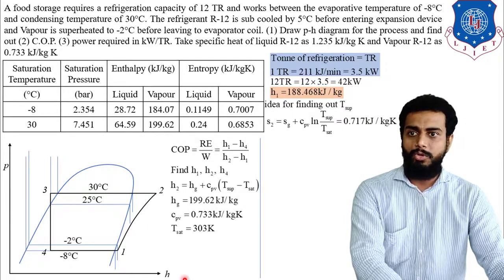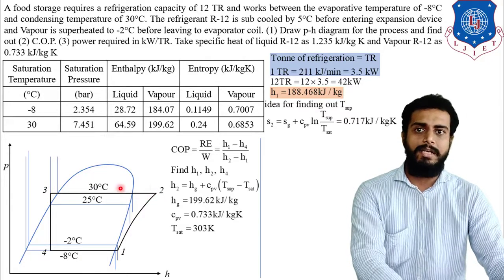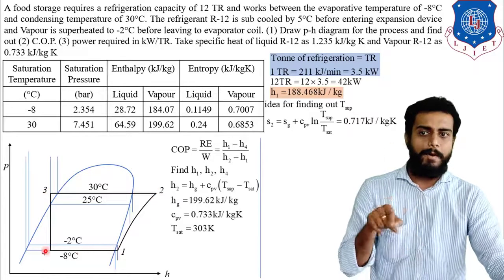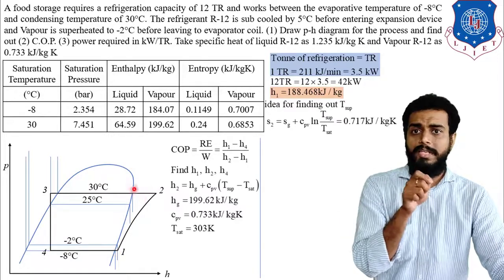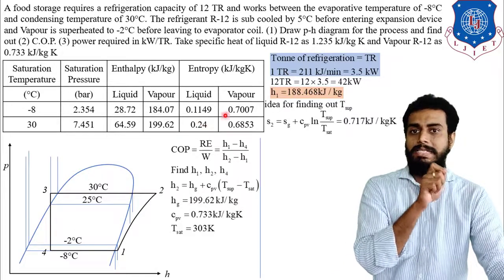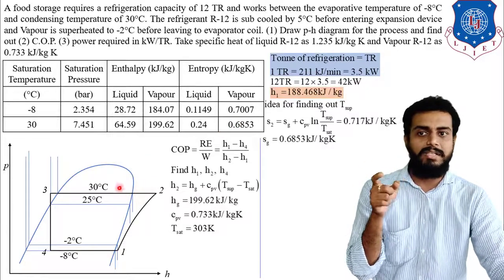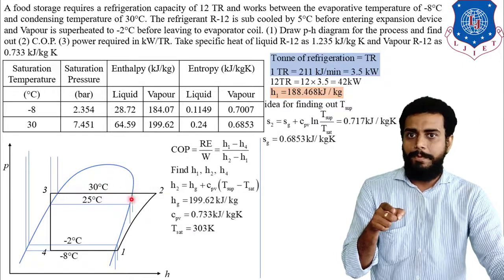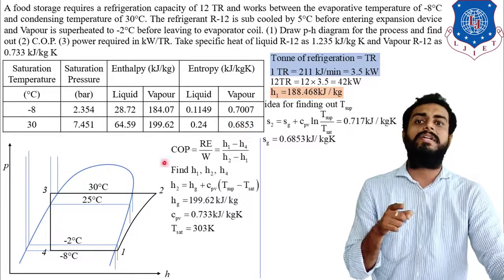Simple. See, whenever I am talking about the entropy of the second point, I have to consider the 2 to 3 process, and whenever I am talking about the entropy or any property of point number 1, I have to consider the 4 to 1 process. Now see, Sg is equal to 0.6853 kilojoule per kg Kelvin. How? Let us understand. Corresponding to 2 to 3, the saturation temperature is 30 degrees Celsius, and corresponding to 30 degrees Celsius, the entropy of the vapor is 0.6853 kilojoule per kg Kelvin. That is why this is written like this.